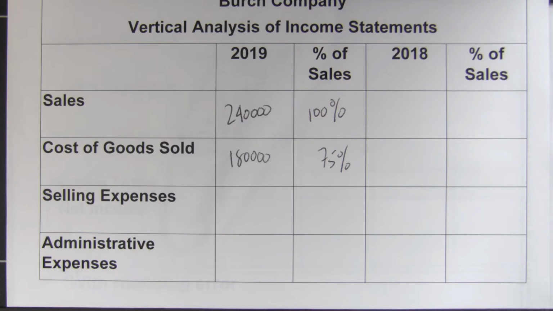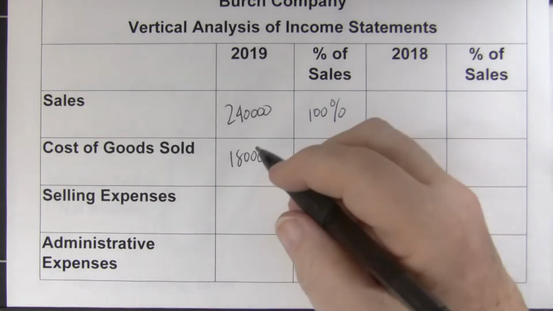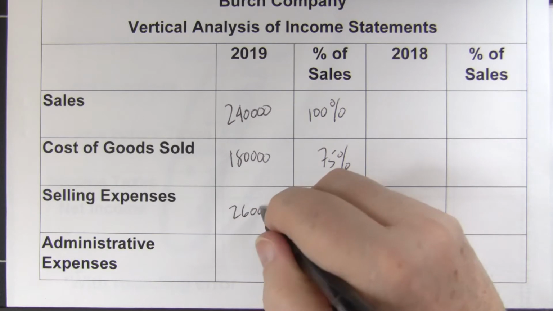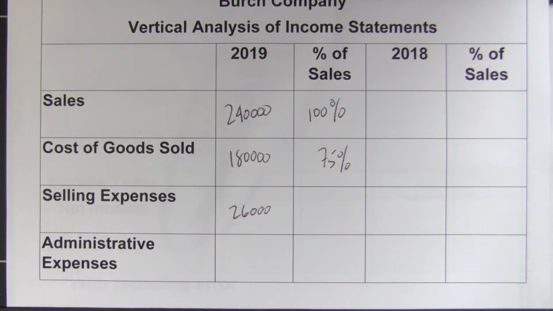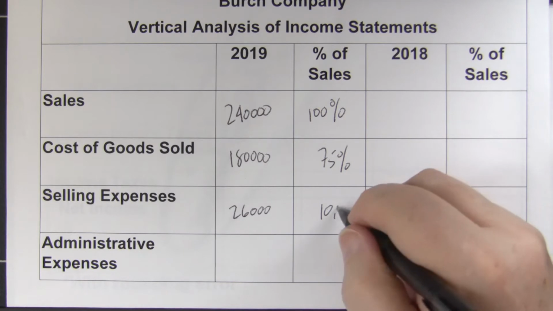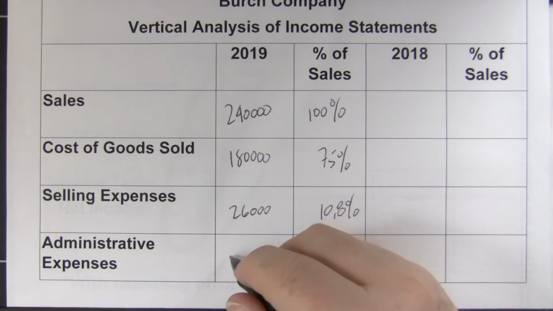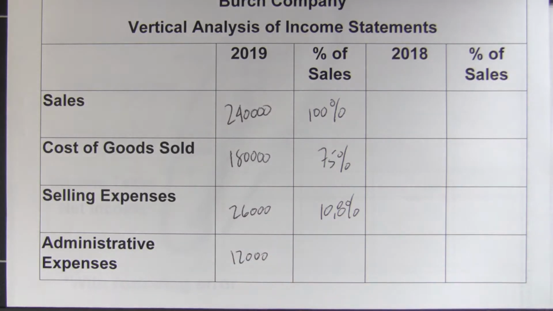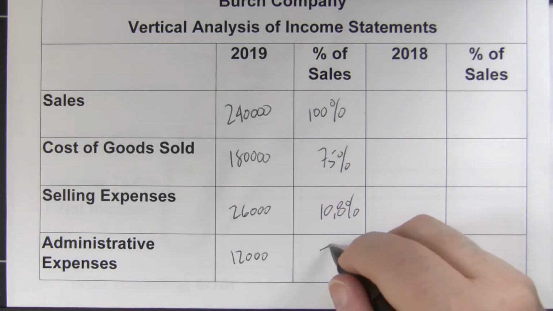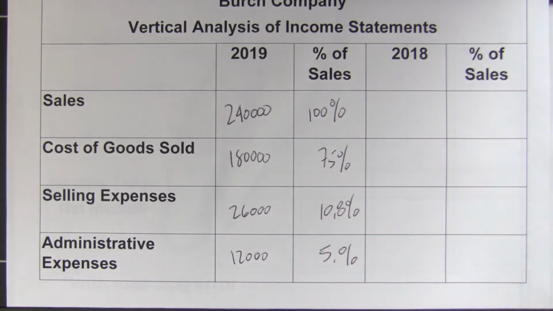Our selling expense for 2019 was $26,000. That's 10.8% of our sales. I'm just taking 26,000 and dividing it by 240,000. Our administrative expenses were $12,000. Divide that by sales, 240,000. We come up with 5%. Okay.